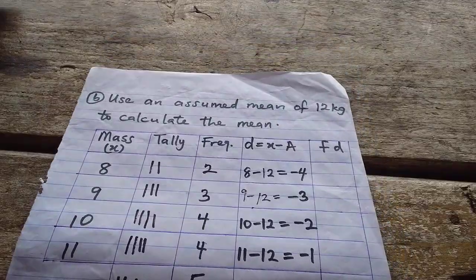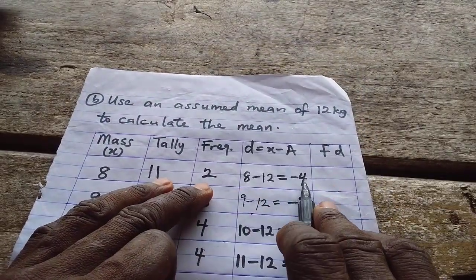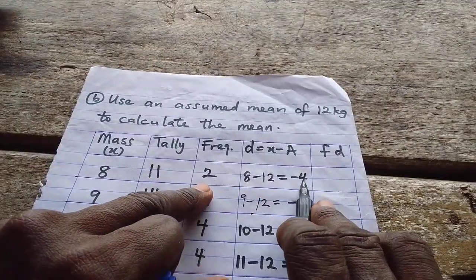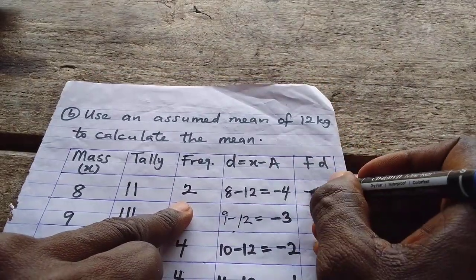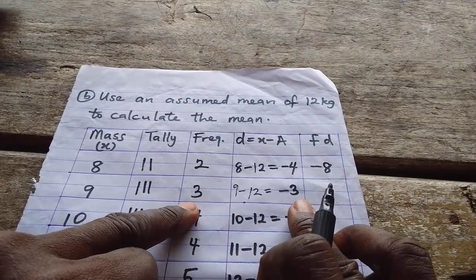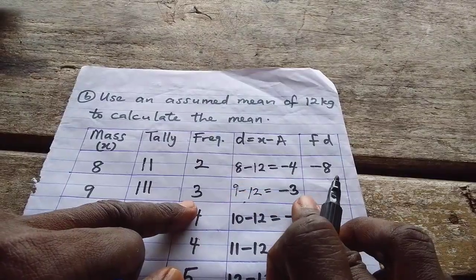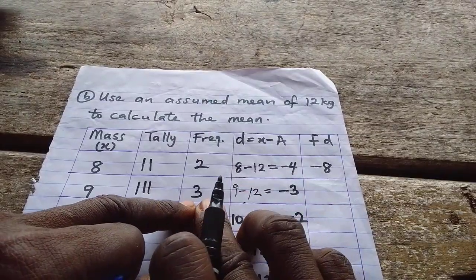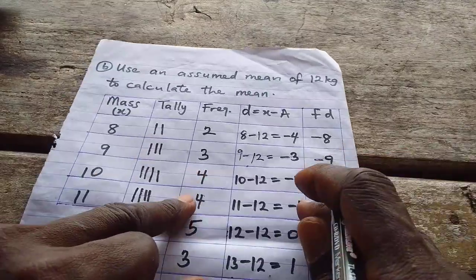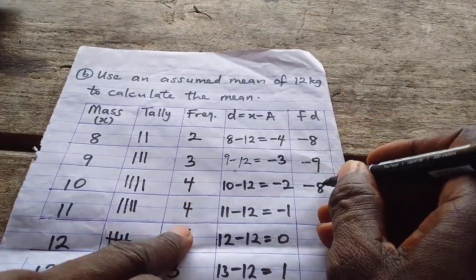So for the last column, we are going to multiply the frequency and what you have for your D here. So 2 times minus 4 will give us minus 8. 2 times minus 3, you multiply the frequency and the value for your D. 3 times minus 3 will give us minus 9. 4 times minus 2 is minus 8.